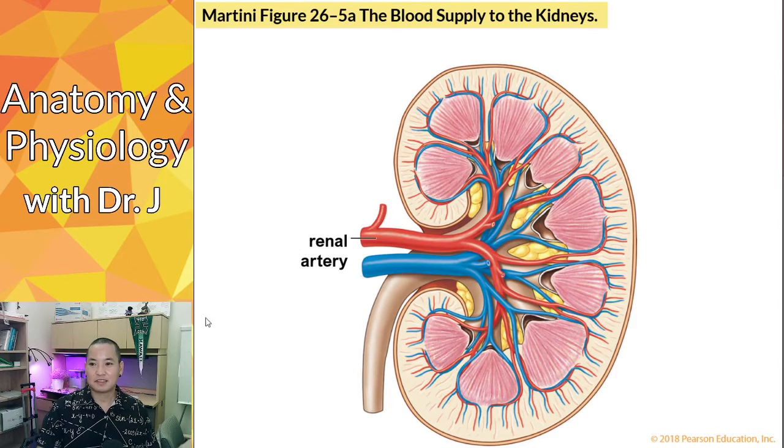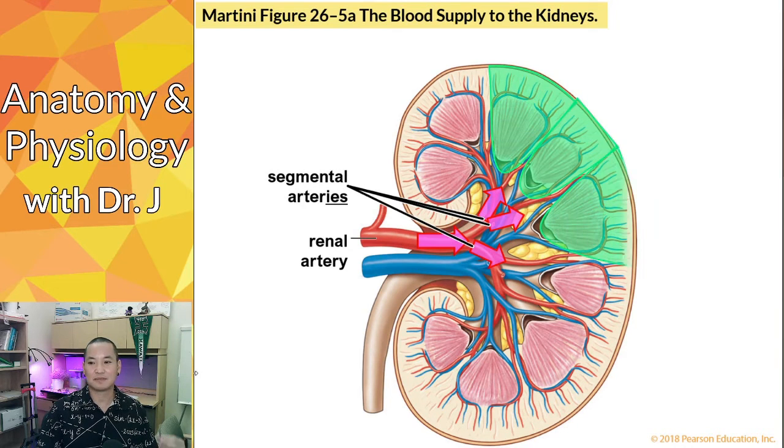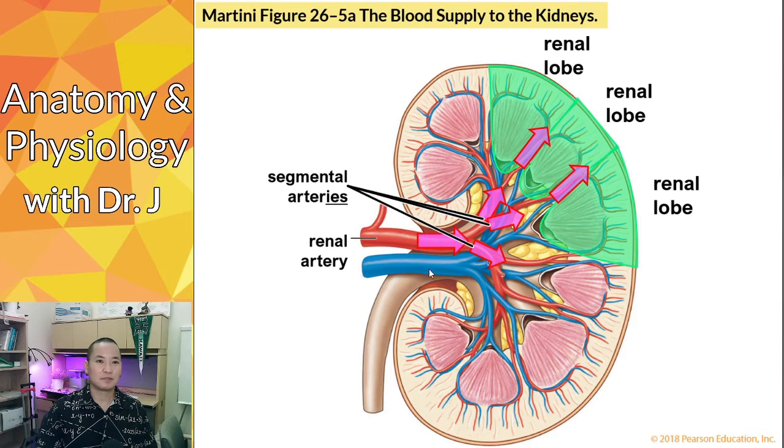And here's the blood supply to the kidney. Again, you have the renal arteries going to the kidneys and branching into segmental arteries, interlobar arteries, and branching and branching and branching. So what happens is you're distributing all the blood from the renal artery to these different areas all throughout the kidney.